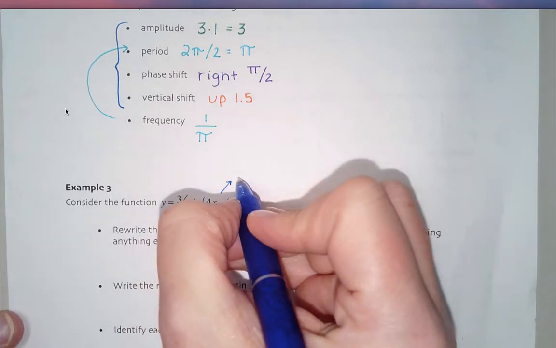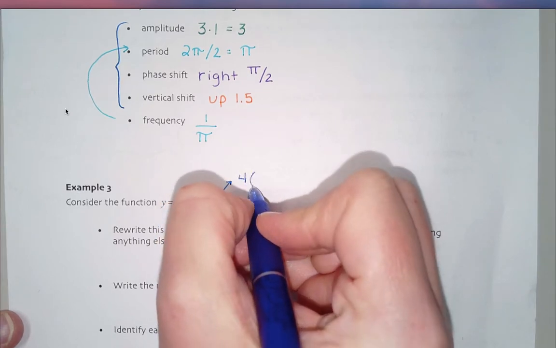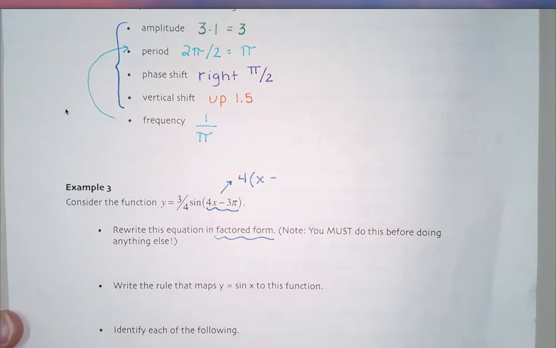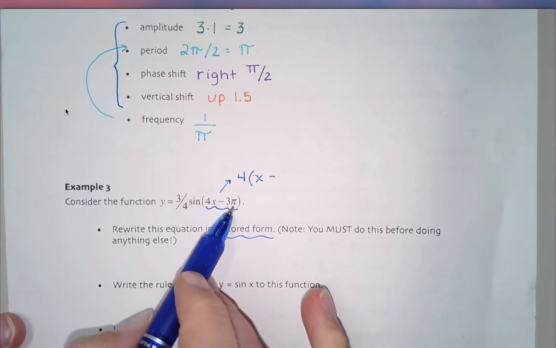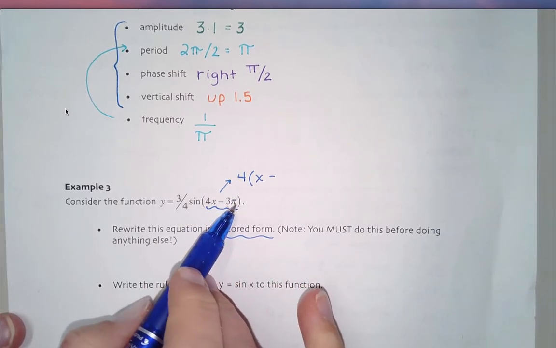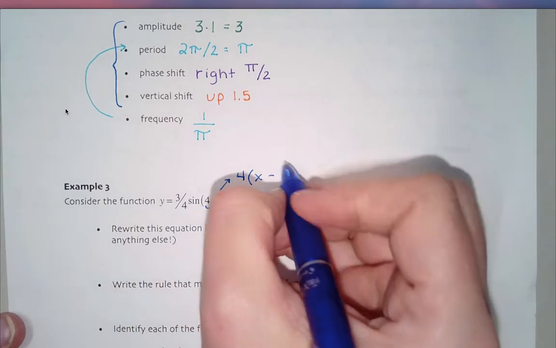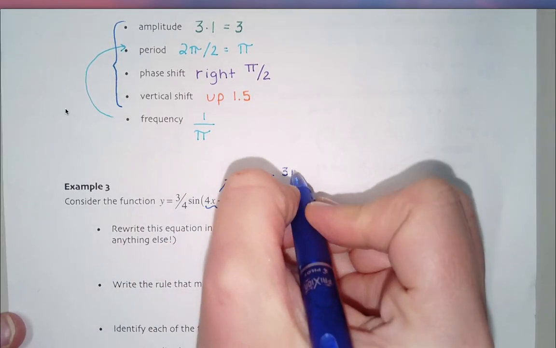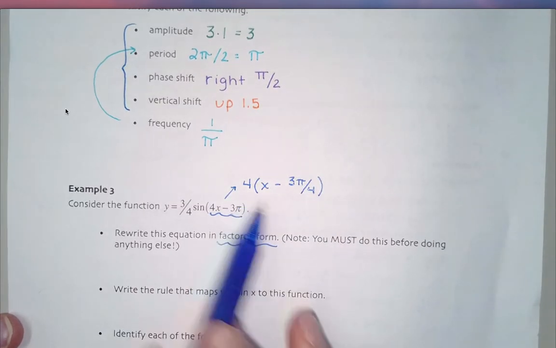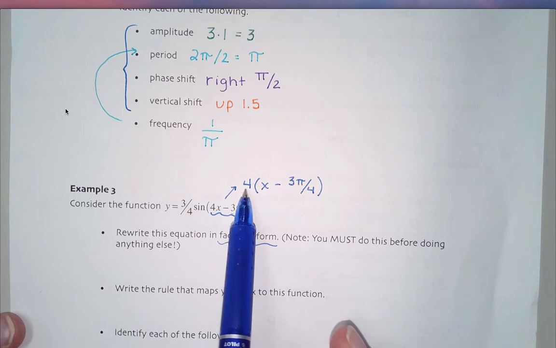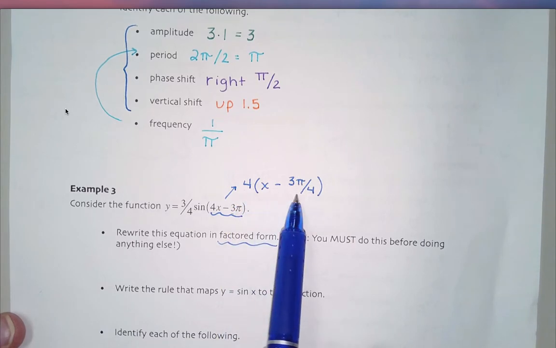So I'm going to write this thing knowing that the 4 really should be on the outside like this. But if I put the 4 on the outside like this, this is no longer just a 3 pi. Really, I want to take that 3 pi and divide it by the 4. And so this would become 3 pi over 4. And now when I look at this, I can see that scale change factor separately from the phase shift factor. Okay, that's what I want to make sure I can do.